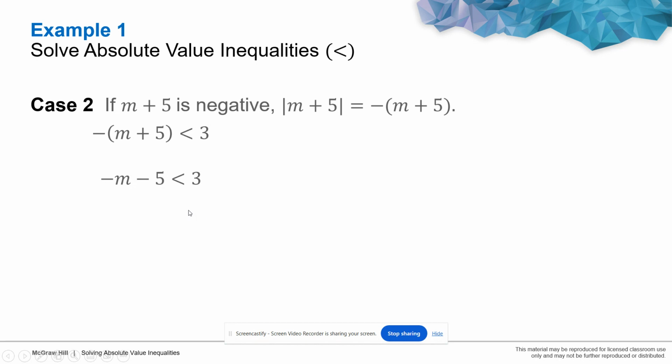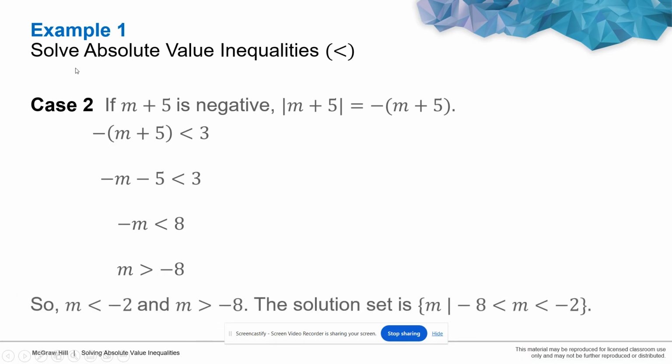I start by adding 5 to both sides, and I would get -n is less than 8. Then to get n completely isolated, because it's not right now, I would need to divide both sides by -1. And of course, dividing by -1 would cause me to flip my inequality, okay? So once I do case 1 and case 2 and solve for my variable, I would end up with n is less than -2 and n is greater than -8.